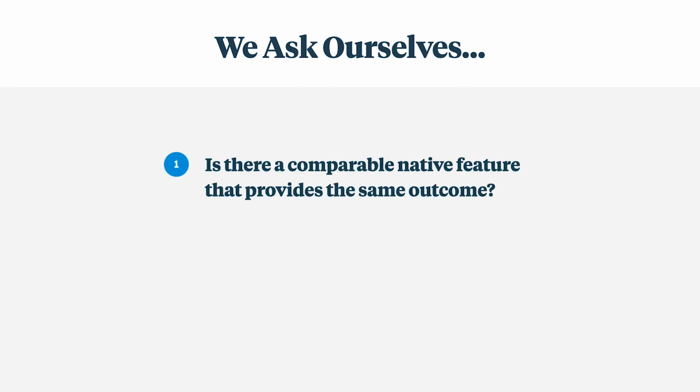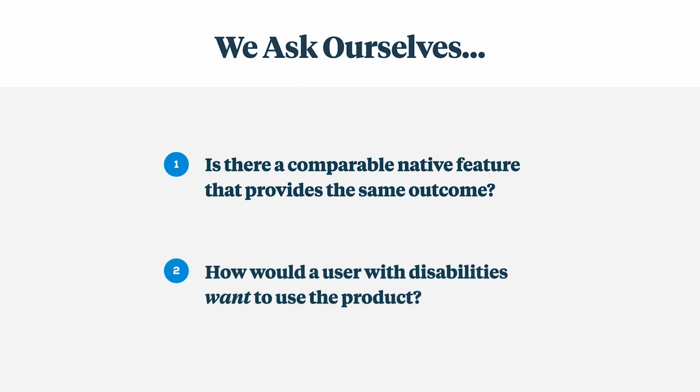We start by asking ourselves two main questions. First, we ask, is there a comparable native feature that provides the same outcome or intent defined in WCAG? And if not, we ask a second question. How would a user with disabilities want to use our product? When it comes down to it, accessibility is all about paying close attention to user experience. Falling back on this second question will most often push you in the right direction.